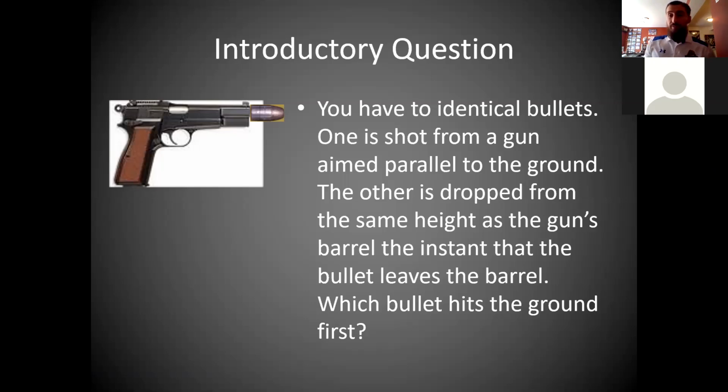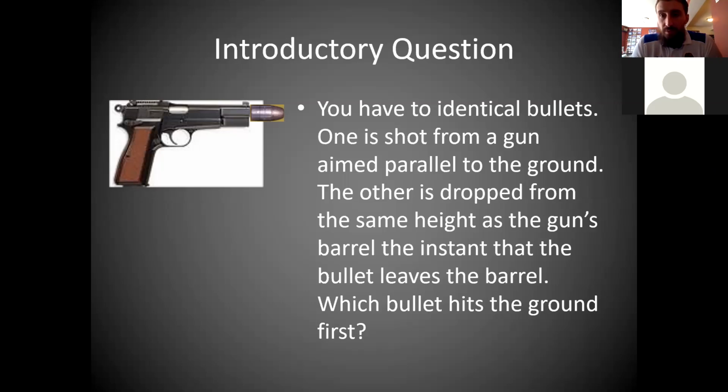So, in other words, I have a gun, right? I'm pointing it directly horizontal, okay? And I have two bullets. One's in the gun and one I have in my hand. So at the instant that the bullet leaves the end of the gun, you're going to drop the other bullet at the same height. And I'm pointing it directly horizontal, parallel to the ground, all right? Which bullet is going to hit the ground first?